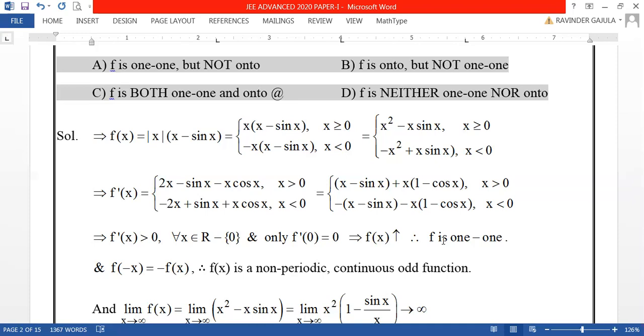If any horizontal line in the codomain meets the curve at more than one point, it will not be 1-1. But when f is strictly increasing, every horizontal line will meet the curve at only one point, my dear friends.